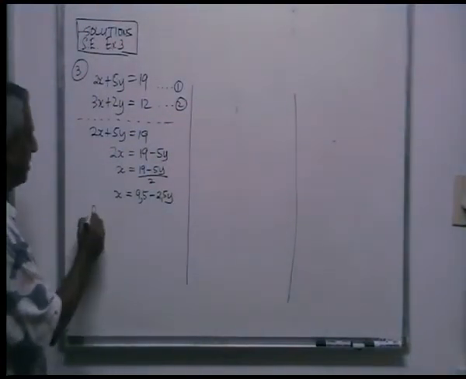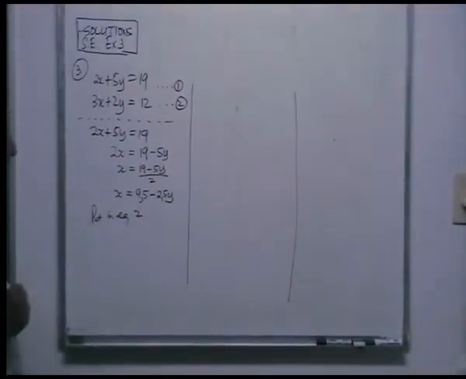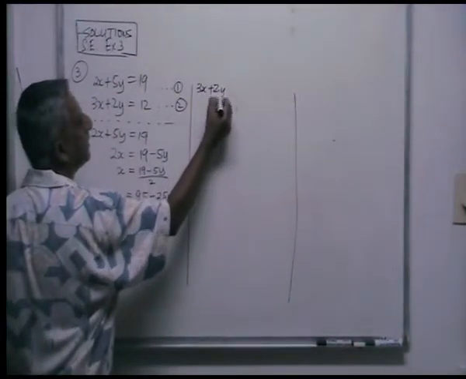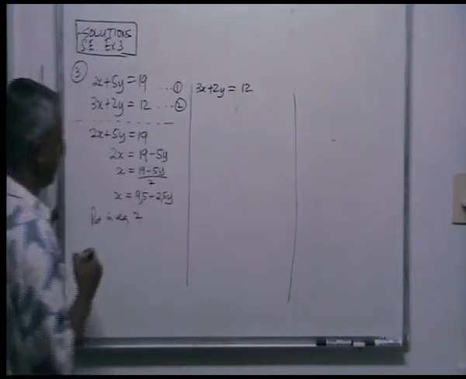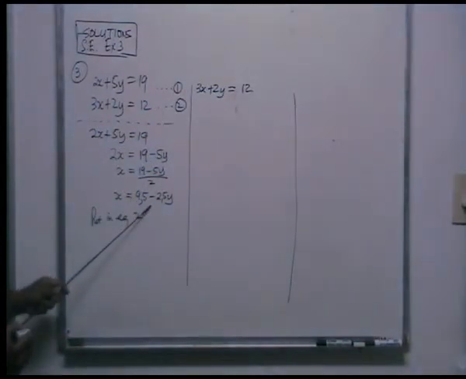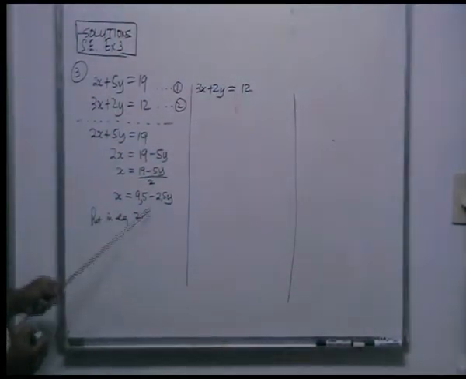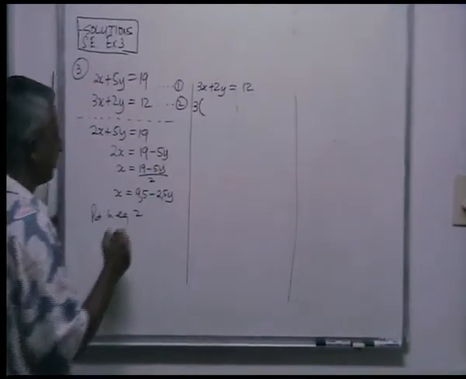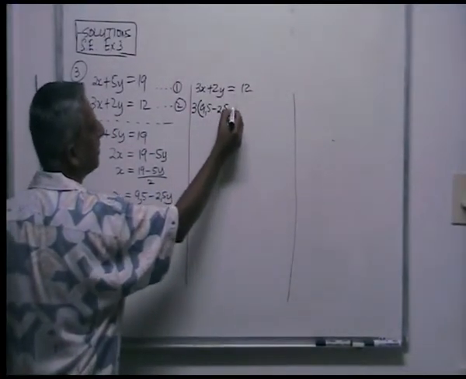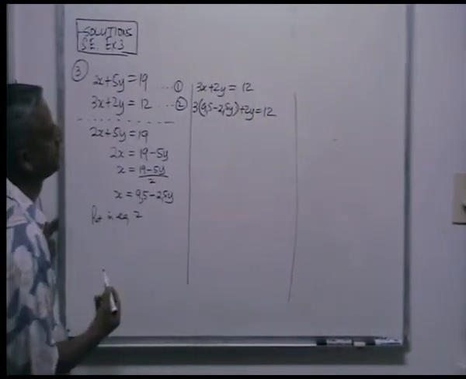And so this is what we're going to put in equation 2. So I'm going to put it in equation 2 on the other side. So equation 2 is 3x plus 2y is equal to 12. But x is equal to 9,5 minus 2,5y. Now don't get frightened about all these fractions. Just get a calculator to help you. So it will be 3 into 9,5 minus 2,5y, plus 2y is equal to 12.